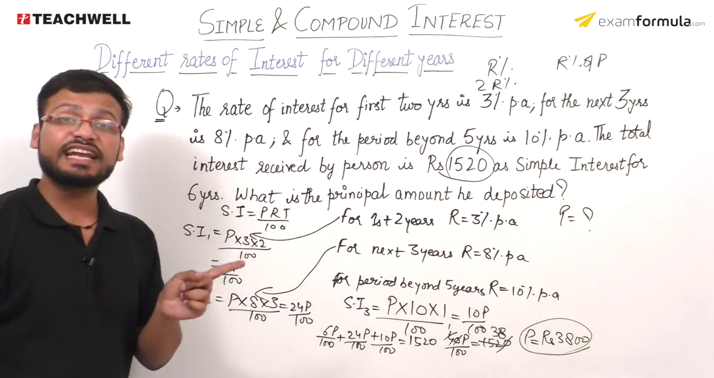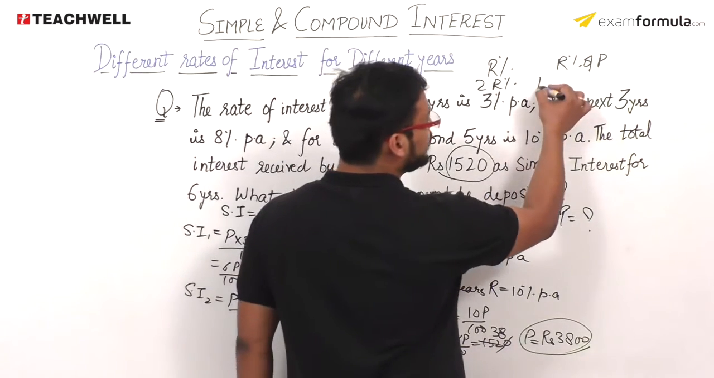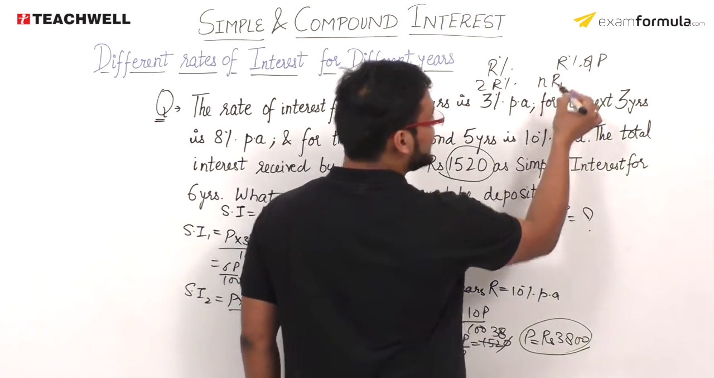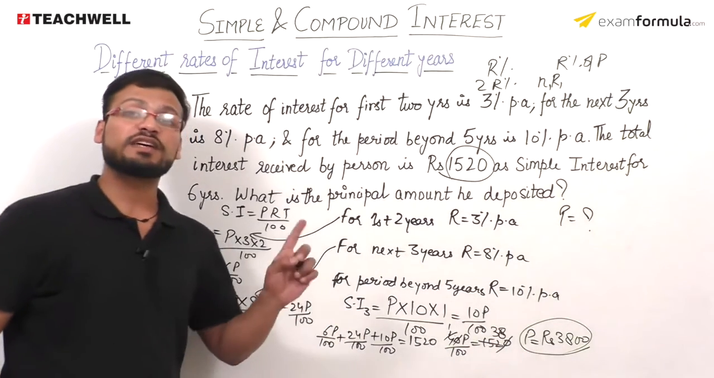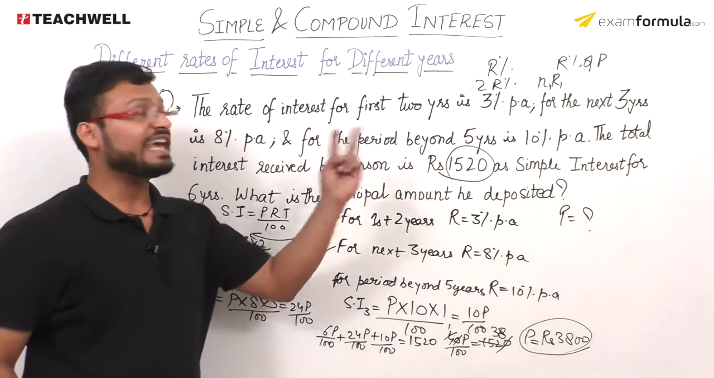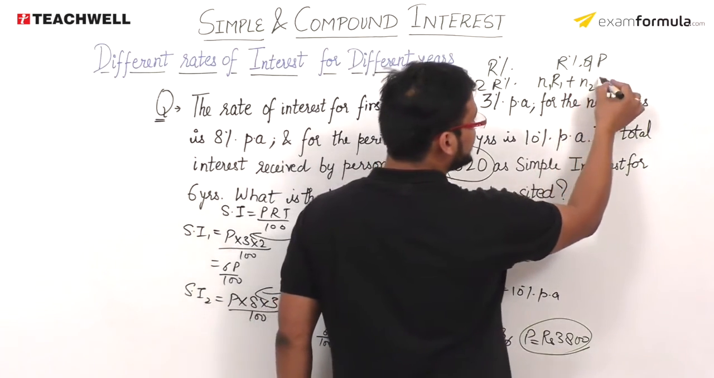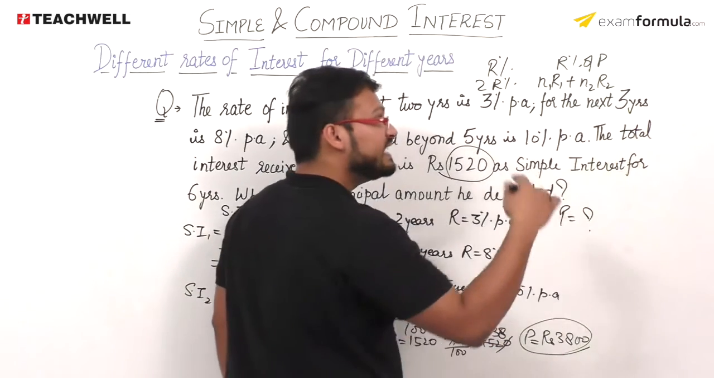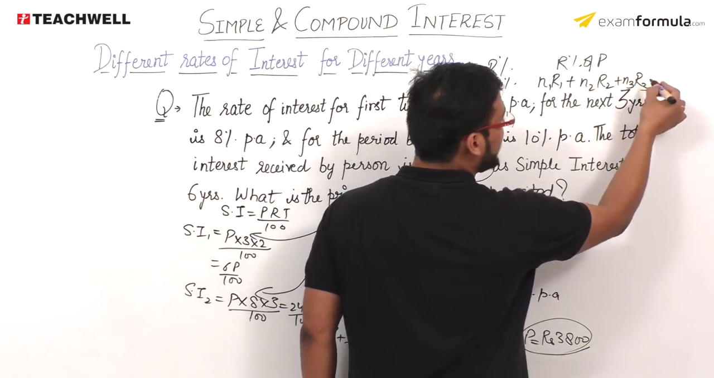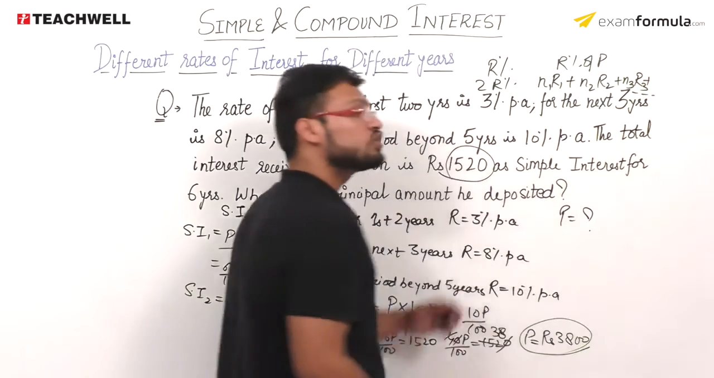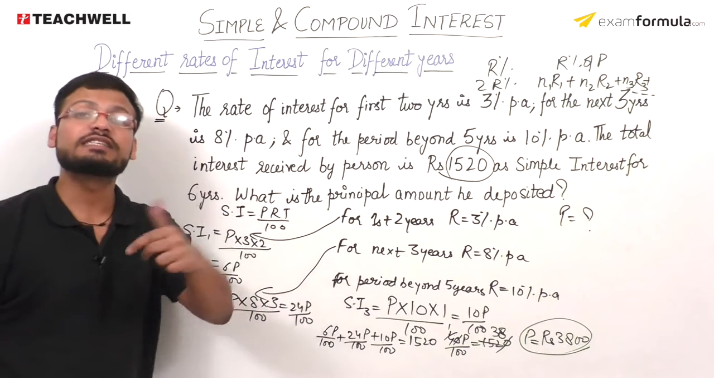Here the rate of interest is changing. It means if for n1 years the rate of interest is R1, then it will be n1 R1. Next, if for n2 years the rate is R2%, it becomes n2 R2. Next, for n3 years if it is R3%, it will be n3 R3, and so on. This gives you the effective rate of interest in case of the simple interest.